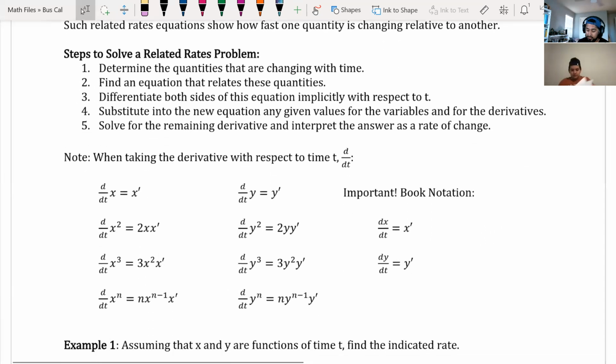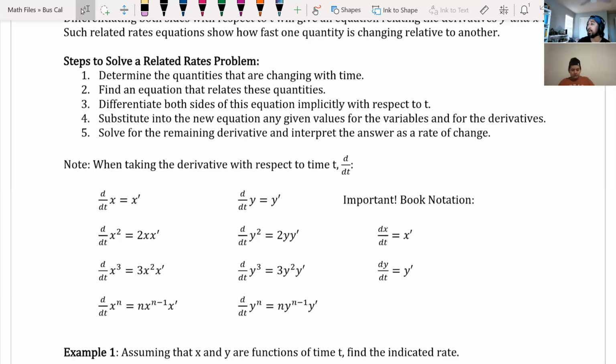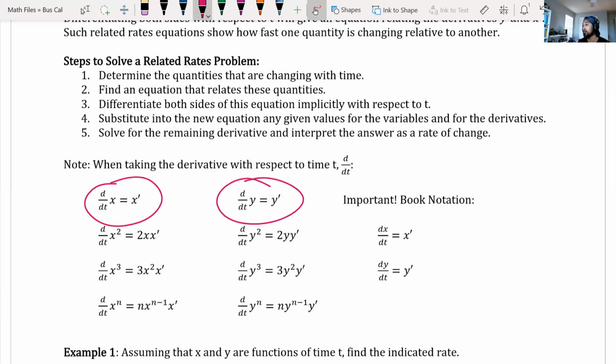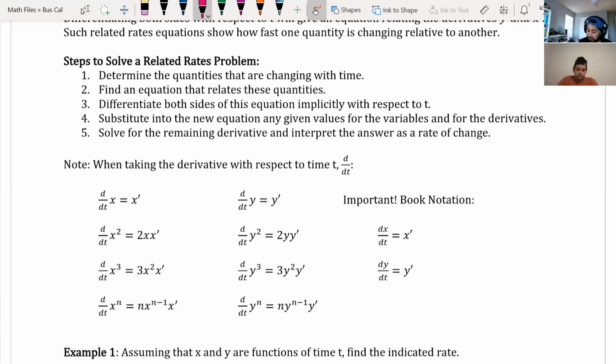I just want to go over some notation. So last time the implicit derivative of y was y prime. But now since we are deriving x and y with respect to time, we're going to have the derivative of x with respect to time, which is x prime. And we're going to have the derivative of y with respect to t, which is going to be y prime still. So the book notation or the My Math Lab notation, x prime is going to be seen as dx over dt, and y prime is going to be seen as dy over dt.